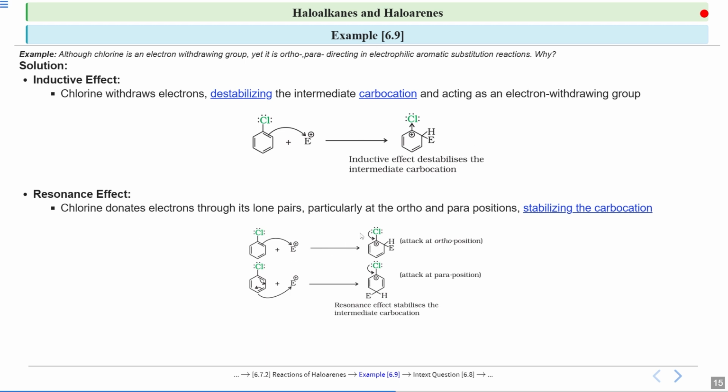Due to the resonance effect, it is also stabilizing the carbocation, particularly at the ortho and the para positions, because the electrons donated by the chlorine through its lone pairs are localizing on the ortho and para positions, increasing the electron density of the benzene ring at ortho and para positions. You can say it will be easy for the electrophile to attack on the ortho and the para positions, and the carbocation which is forming will be stable due to the resonance effect.